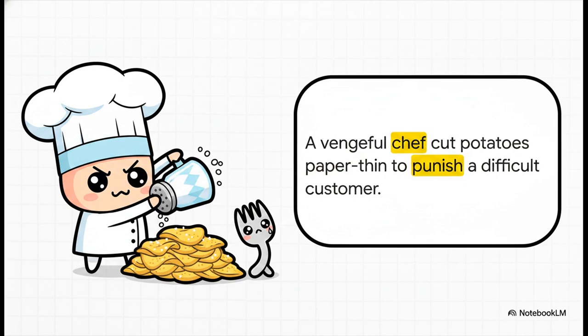So imagine this incredibly demanding, difficult customer walks into a restaurant. The chef absolutely despises this guy, so he decides he's going to punish him. The customer orders French fries. To act as the enemy, the chef cuts the potatoes paper thin so the guy can't even pick them up with his fork. Then he over-fries them until they're basically rocks and dumps a massive gross amount of salt on them to make them completely inedible.